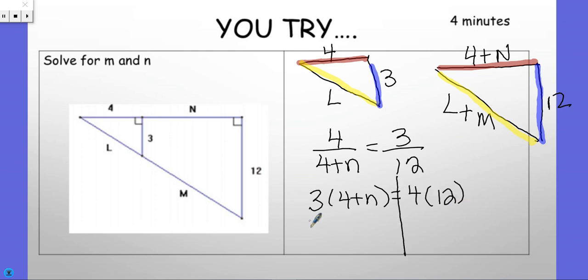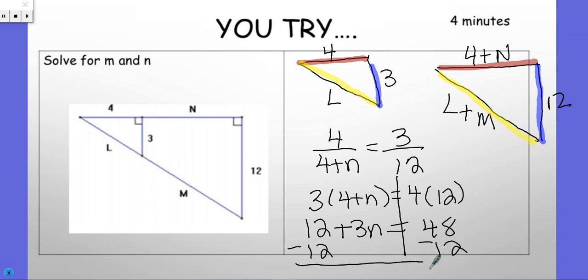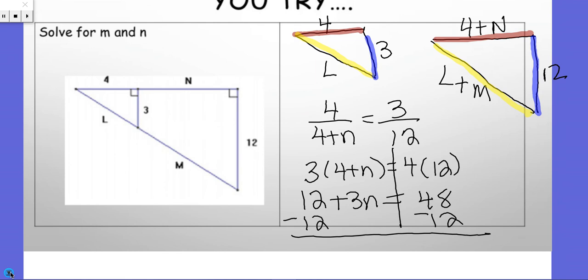Draw my line. 12 plus 3n equals 48. And then I'm going to subtract 12, and I'm subtracting 12 because the constant is on the wrong side.